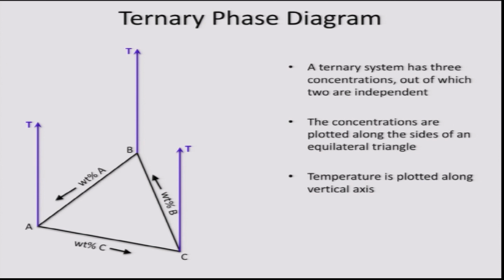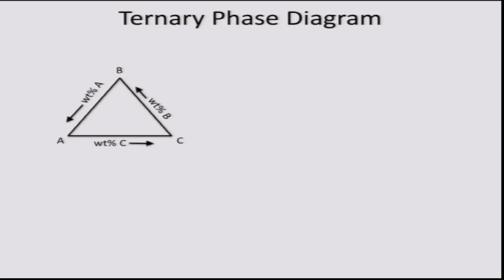The sides of the triangle represent the binary compositions. So side BA represents the binary composition of system BA, AC represents the binary composition of the system AC, and CB represents the binary composition of BC. So I have shown the base of the ternary phase diagram here. This is usually referred to as the ternary triangle or a Gibbs triangle.